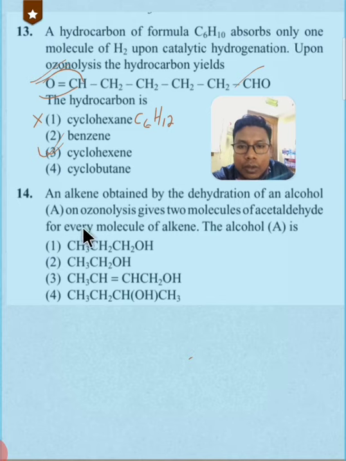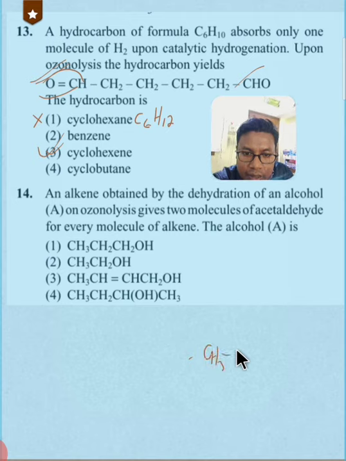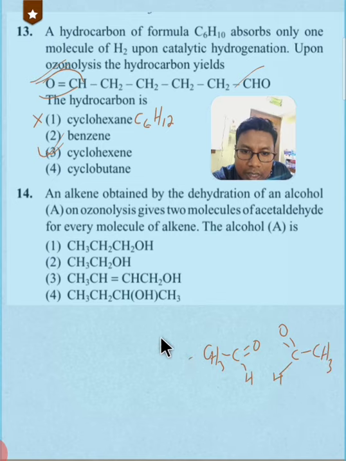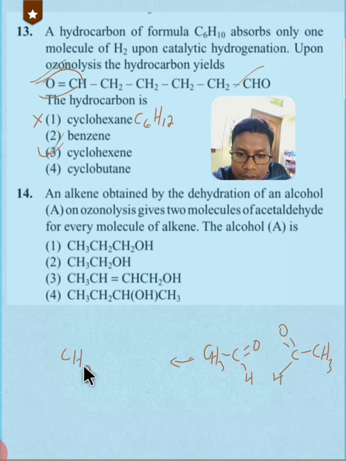Okay, now we are going to get 2 moles of acetaldehyde, right? This is our acetaldehyde, CH3 C double bond O H, and this is another mole of acetaldehyde, right? So the alkene will be actually what? By connecting these 2 carbonyl carbon atoms with a double bond, that will be our alkene, meaning CH3 CH double bond CH CH3.